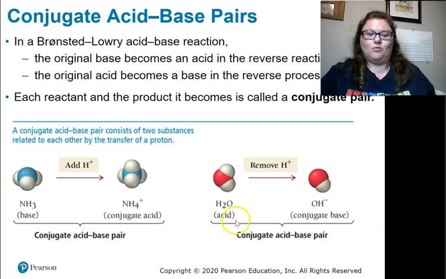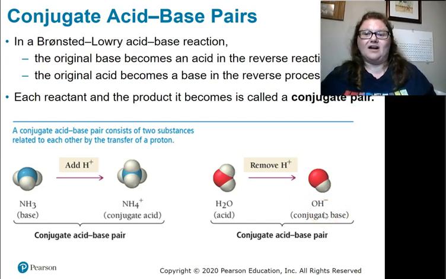Now let's take a look at water behaving as an acid in this case. It's going to get a hydrogen removed from it. That's the definition of an acid. And it is now a conjugate base. It could accept another hydrogen. And so that's why with Bronsted-Lowry, we can have reversible reactions.